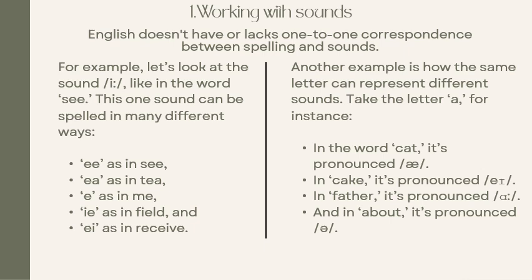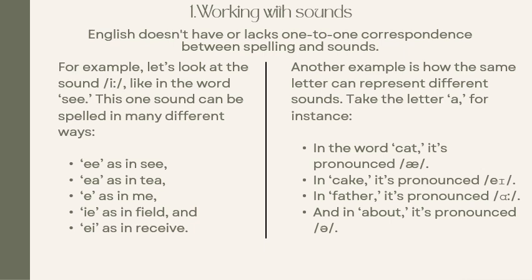Cat is pronounced as cat, not cat or Kate, right? Cake is pronounced as cake because it has the A sound now. It's not cake, right? It's the A sound now, so it's pronounced as cake. And then father, so now A has the R sound. So now father is pronounced as father, not father, not feather.